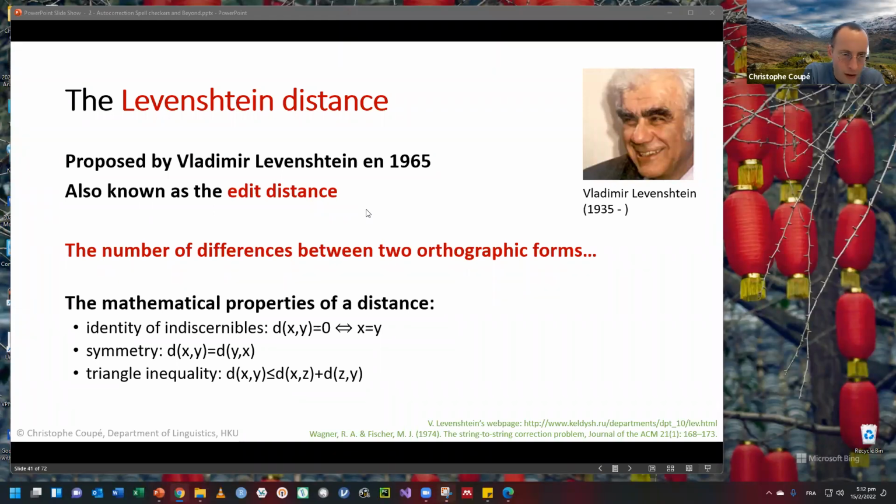And distance in the mathematical sense, if the distance between 2 elements is equal to 0, it means the 2 elements are the same. You have symmetry. The distance between x and y is the distance between y and x, the same. And the triangular inequality, the distance between x and y will always be smaller or equal to the distance between x and z, plus the distance between z and y. If you have done some math, these are the mathematical properties of a distance. Don't worry too much about that, but that's how you write it.